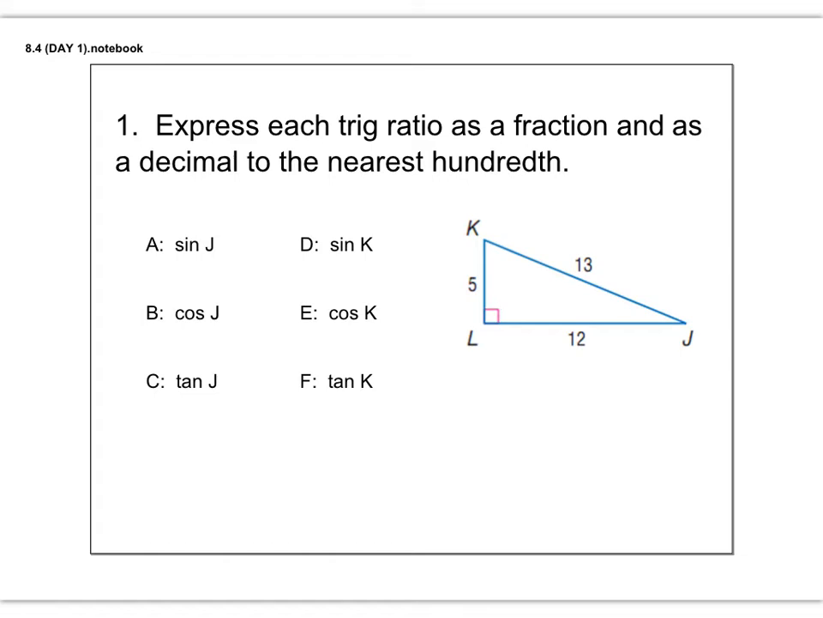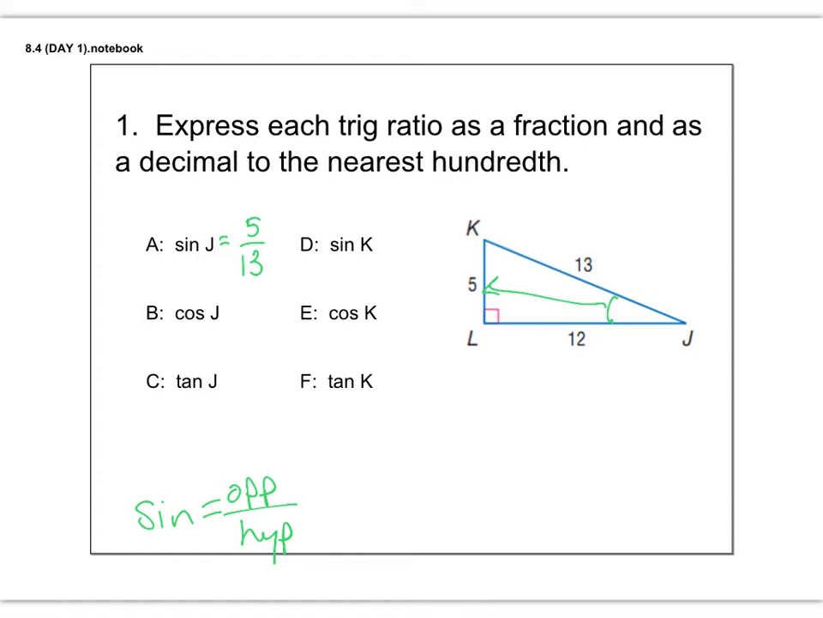Let's find the sine of J. So you go to angle J, and you have to remember that sine is opposite over hypotenuse. And so opposite of J is 5. Hypotenuse is 13. So the sine of J would be 5 over 13. Let's go to part B.